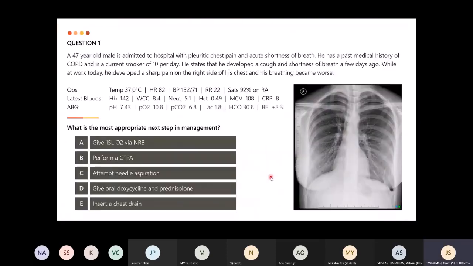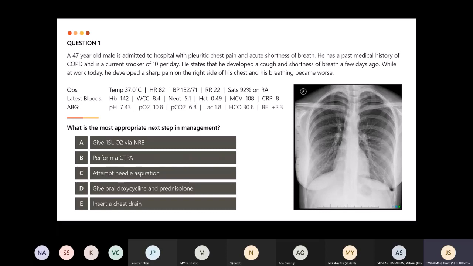There aren't as many questions here. Okay, so question 1. A 47-year-old male is admitted to hospital with pleuritic chest pain and acute shortness of breath. He's got a past medical history of COPD and he's a current smoker. He states he developed a cough and shortness of breath a few days ago.